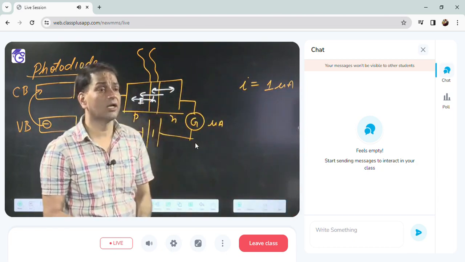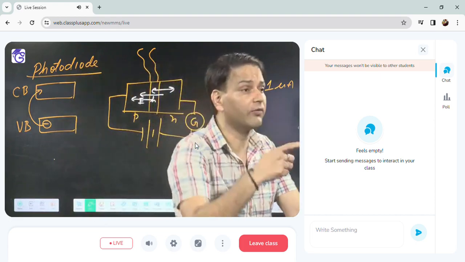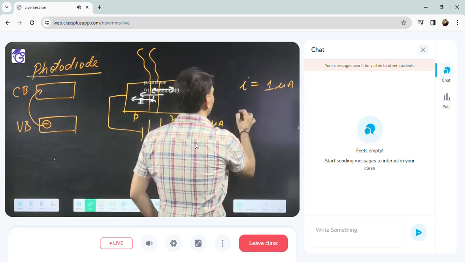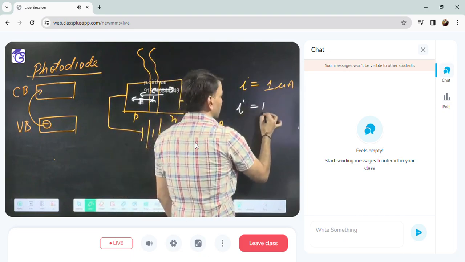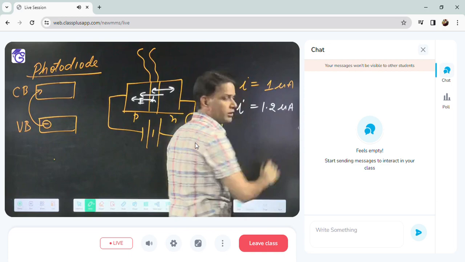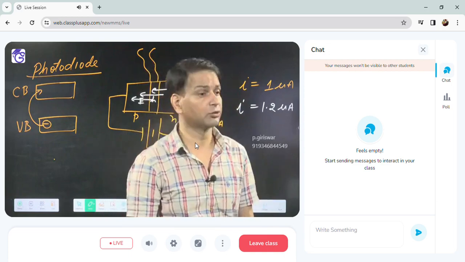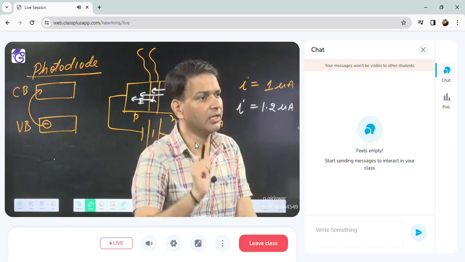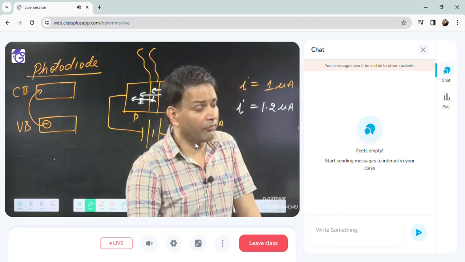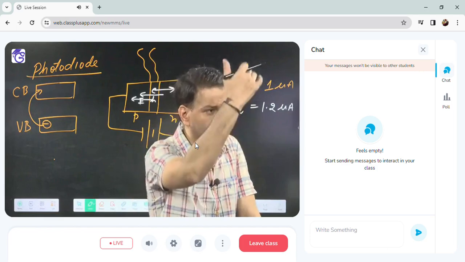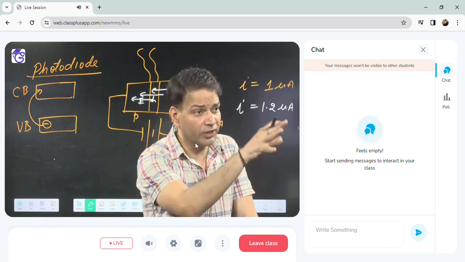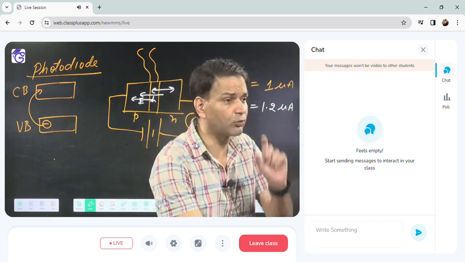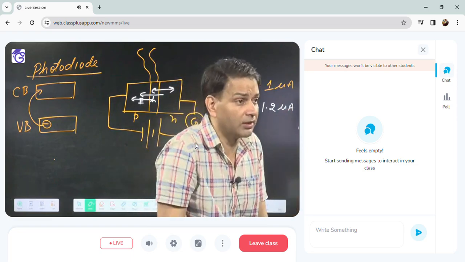Due to that, the reverse current will increase. Suppose the new reverse current becomes 1.2 microampere. Before exposing to the radiation or optical signal, the current was 1 microampere. When we expose to the optical signal, we got a current of 1.2 microampere. So we will observe in the galvanometer an extra deflection.